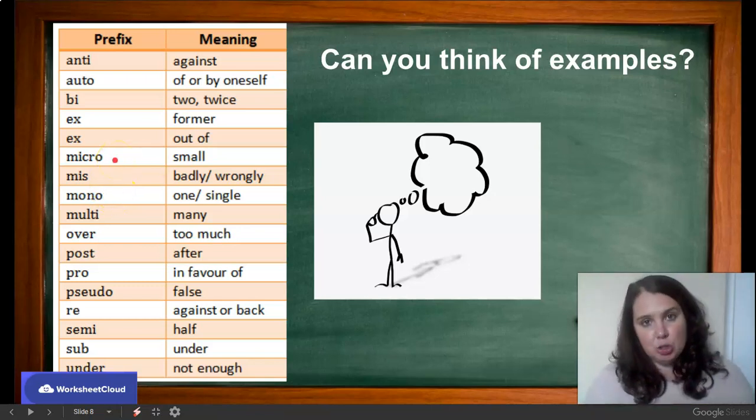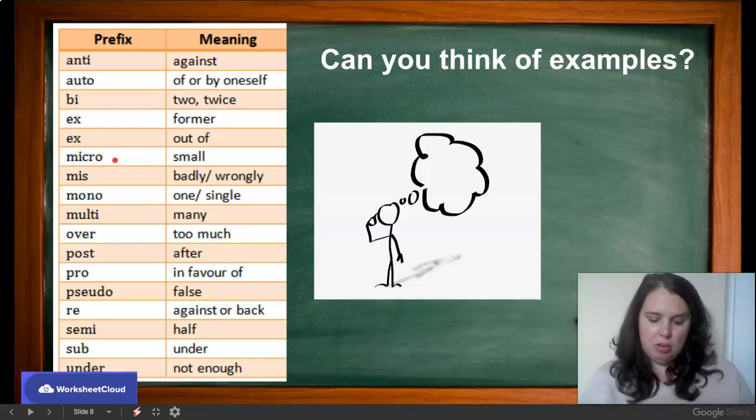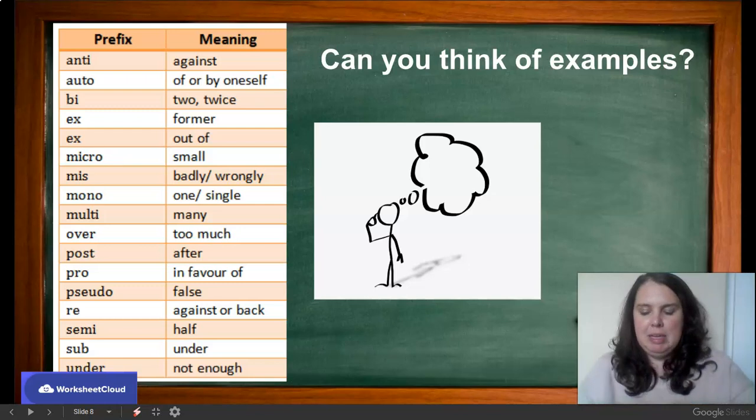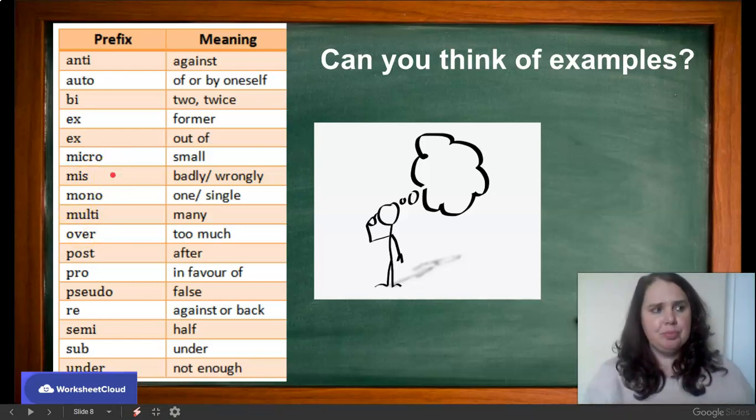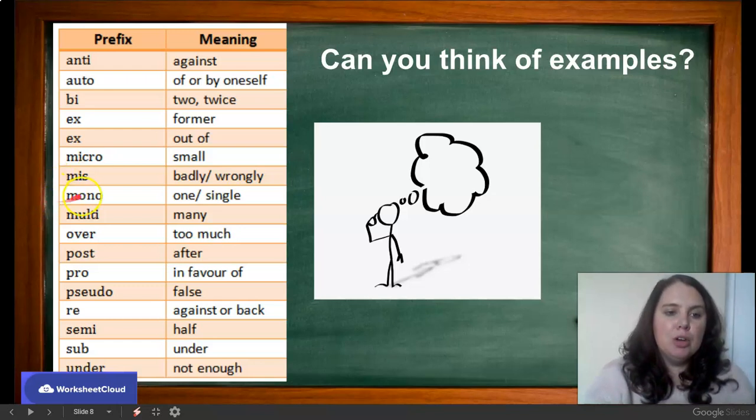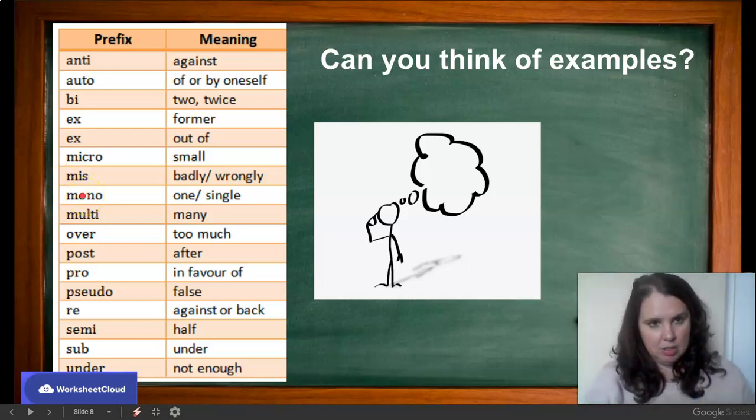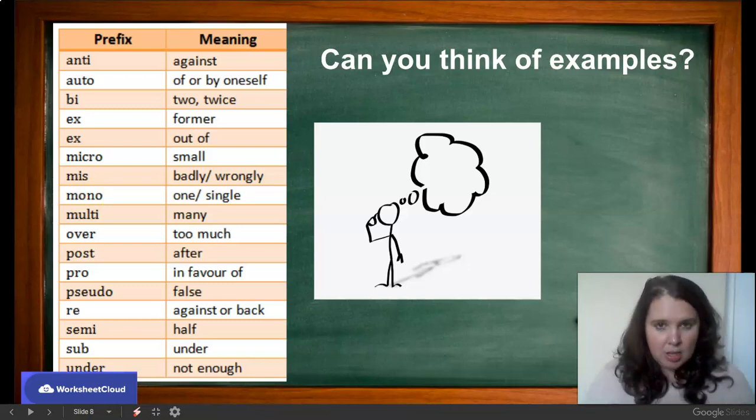Micro means very small. So if you're looking at a microcosm of the ocean, it would maybe be like a little small fish tank which you're looking at. So it's small. Mis means badly or wrongly. So if you misspell something, you're doing it incorrectly. It's the incorrect spelling. Mono means one or single, right? So if I had to say to someone that they speak very monotone, it means they speak like this, the same. There's just one tone of voice, right? So that's what mono means.